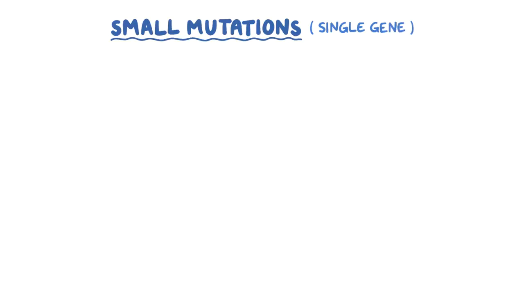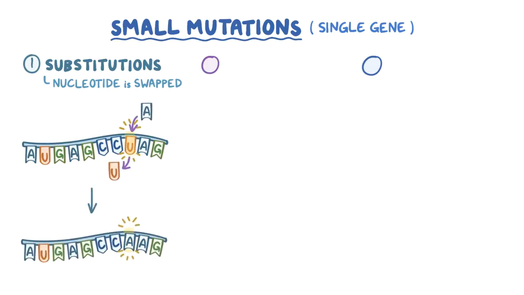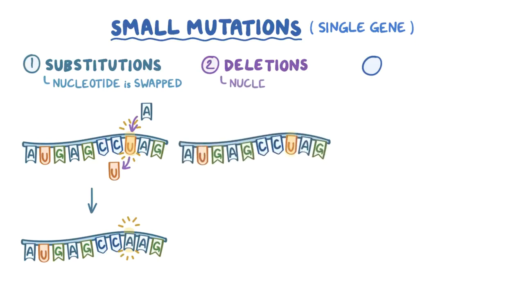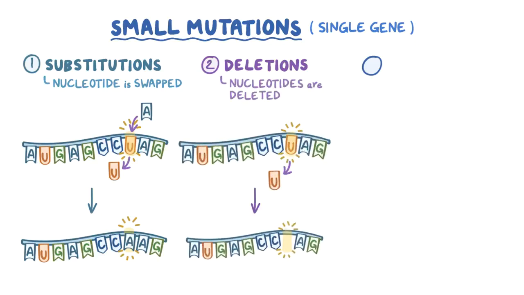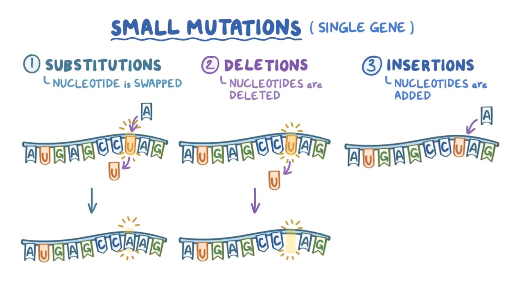Let's start with small mutations, involving the nucleotide sequence of a single gene. 3 common types include substitutions, when a nucleotide is swapped or substituted for a different one, like swapping U for A. Deletions, when one or more nucleotides are deleted, like deleting U, for example. Or insertions, when one or more nucleotides are added, like adding A into the sequence.